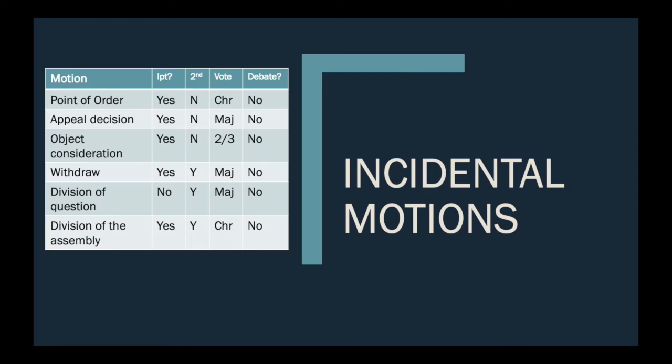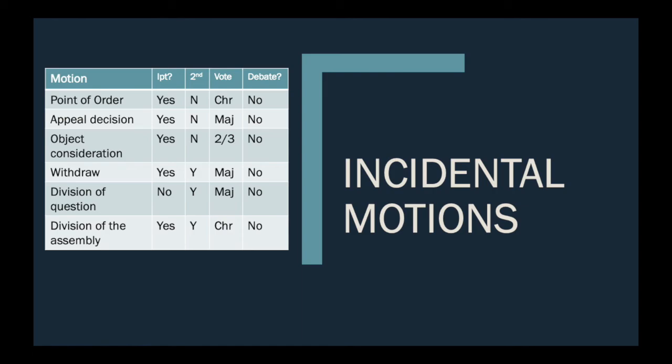The chair gets to make a decision on the point of order, so the chair will rule on the point of order. If you disagree with the ruling that the chair has made, you can then interrupt again and say, I appeal the decision of the chair, and then there's no debate on this. It goes straight to the reps to vote on whether or not your appeal is valid.